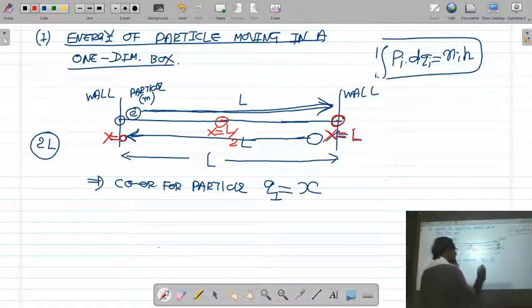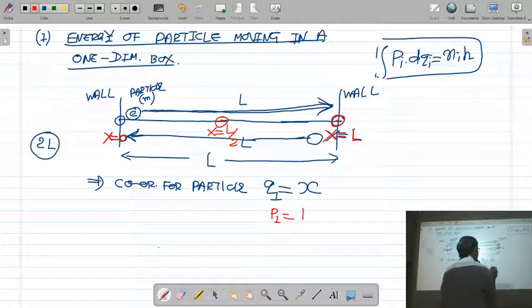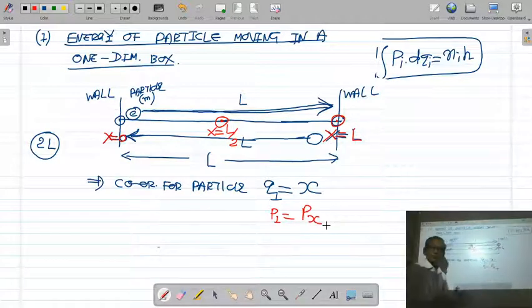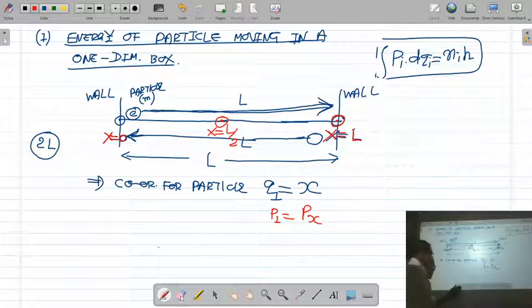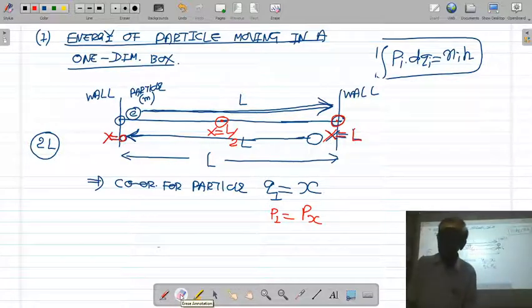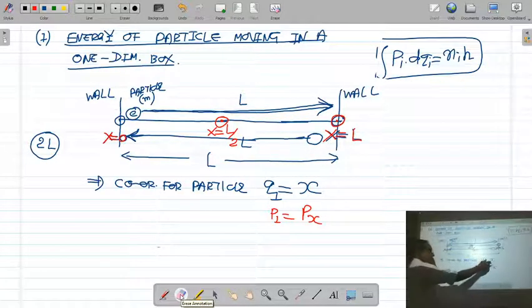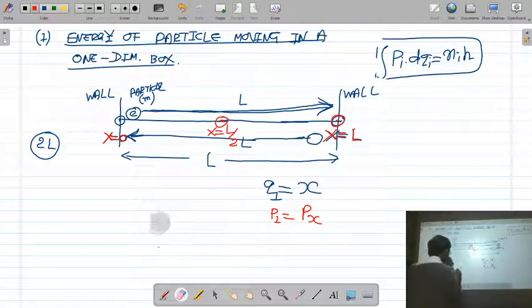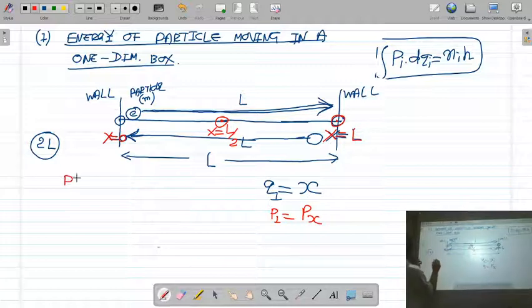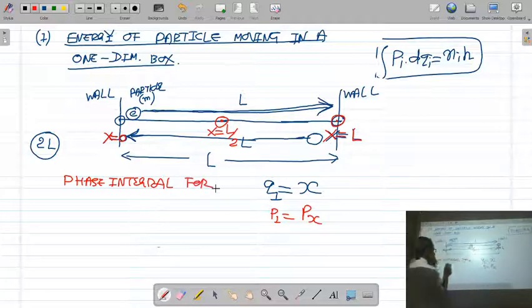And in the x direction, the momentum of the particle will be px. If it is a two-dimensional motion, then you have to take x and y coordinates, and momentum will be px and py. Now, we will write the phase integral for this particle, which has x coordinate and momentum coordinate px. Phase integral for periodic motion of this particle.